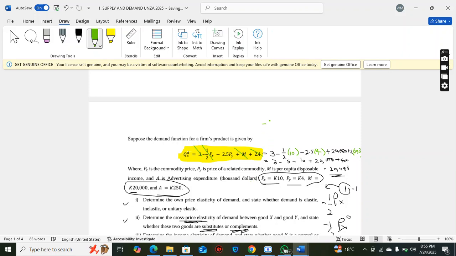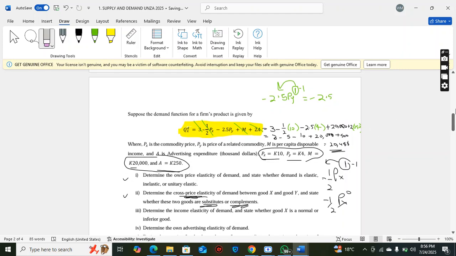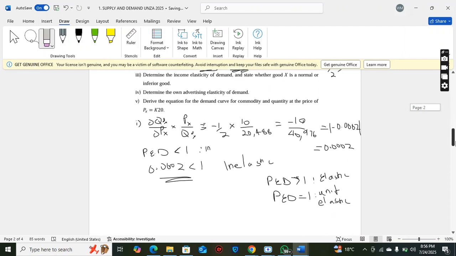So now we just need to derive negative 2.5 Py. This Py is to the power 1. When deriving, you just multiply the exponent by the coefficient. 1 times negative 2.5 is negative 2.5. You subtract 1 from the exponent. 1 minus 1 is 0. So we get negative 2.5 Py to the power 0. Anything to the power 0 is the same as 1, so you don't even need to put Py to the power 0. Okay, colleagues? So we've derived our value, it is negative 2.5.